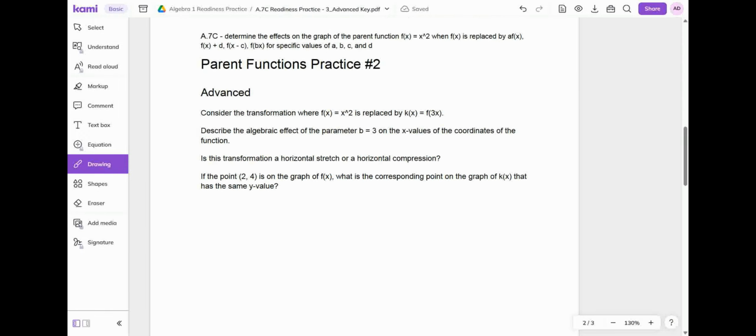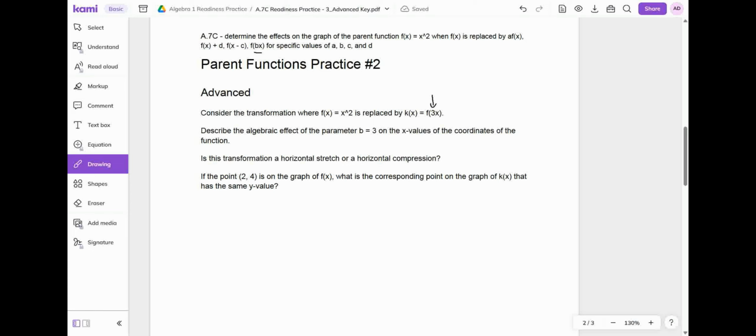All right, so now we actually have our transformation inside the parentheses. That a term is kind of moved to the inside. That changes things. In the TEKS, they call it the B term, but sometimes we'll call it the a term on either side, depending on whether it's inside or outside the parentheses. So what happens to a parabola if we do that?